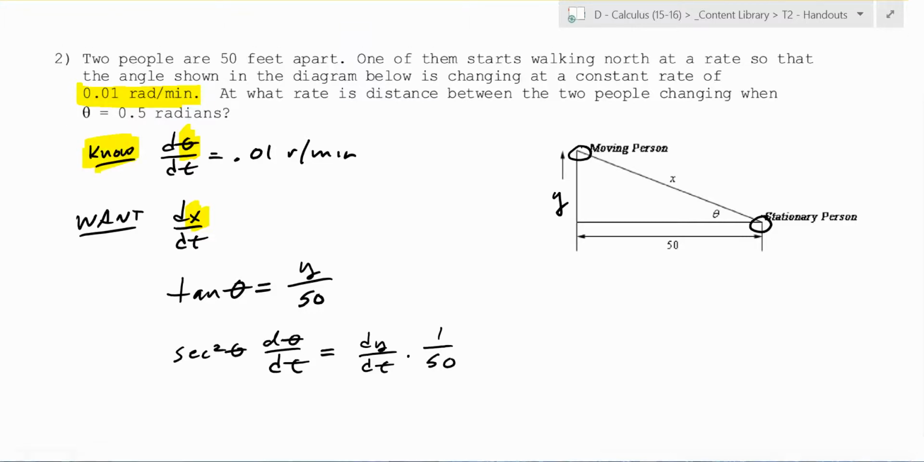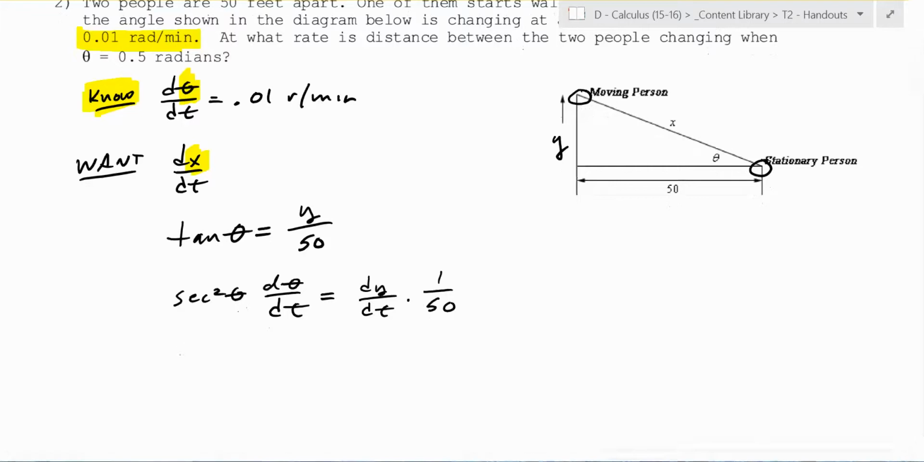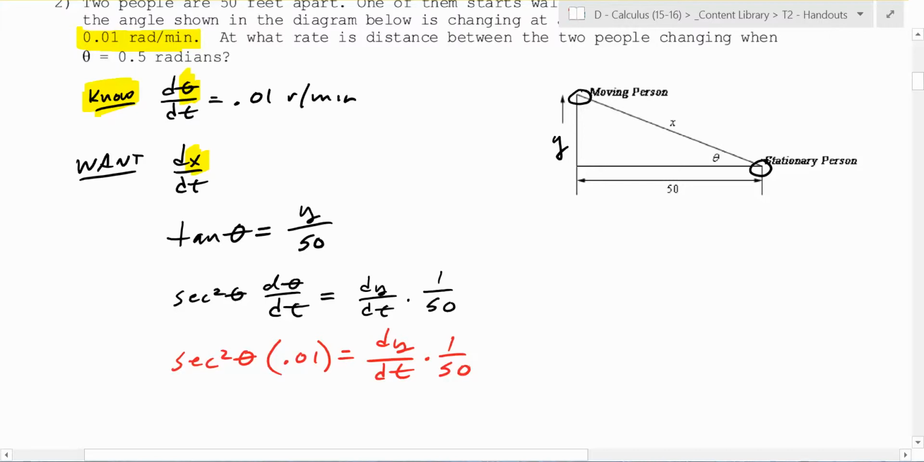So where do I plug that in? Where it says next to secant. Yeah, so you get secant squared θ times 0.01 is equal to dy/dt times 1 over 50. What are we trying to find? We're trying to find dx/dt. We haven't figured that out yet.